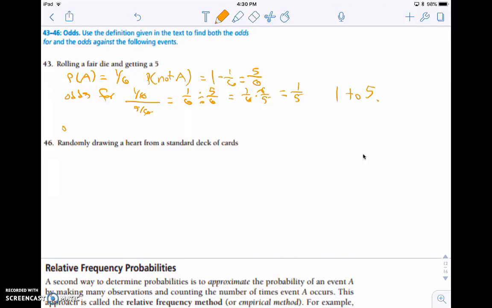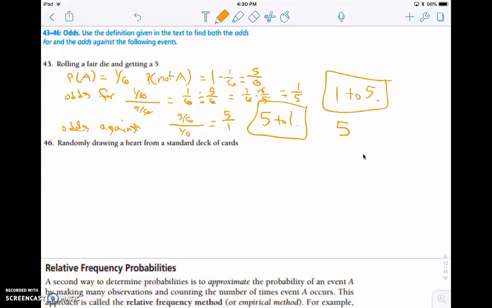And then the odds against turns out to be the reciprocal. You take the probability of not A divided by the probability of A, and this turns out to be 5/1. So you get 5-to-1 odds. You have a much better chance of not getting a 5 versus getting a 5. Again, you can write it in English. Sometimes you'll see it written with colons, like 5:1, 5-to-1. In this textbook, it writes out the word "to", so we'll roll with that.